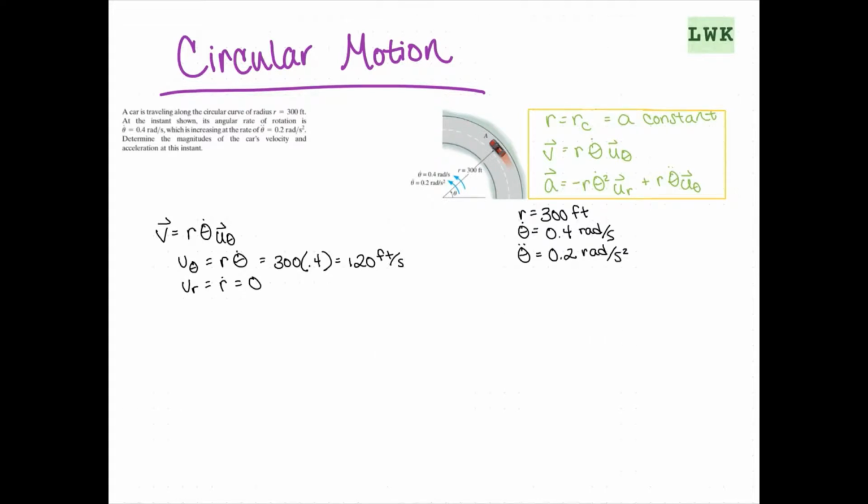If we want to know the magnitude of the car's velocity, that's just the speed. So we're going to say the square root of the sum of the squares of the components of our velocity is going to give us the speed. That'll be 0 squared in the r and 120 for our theta component, and that's going to just give us 120 feet per second as the magnitude of the velocity.